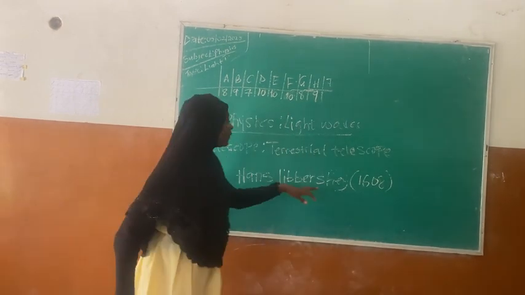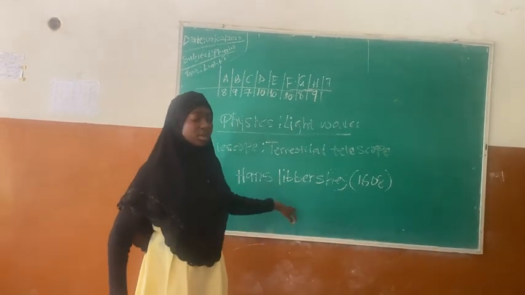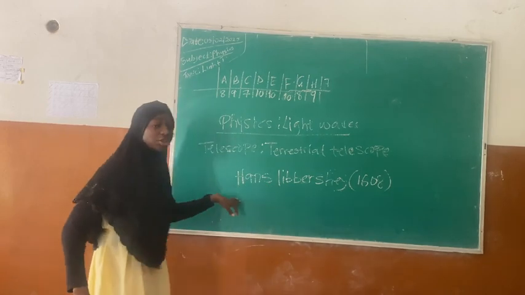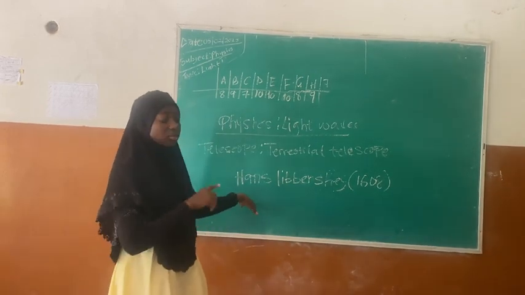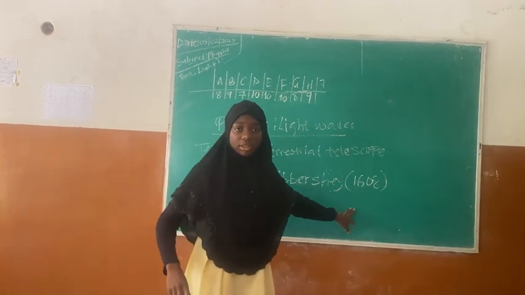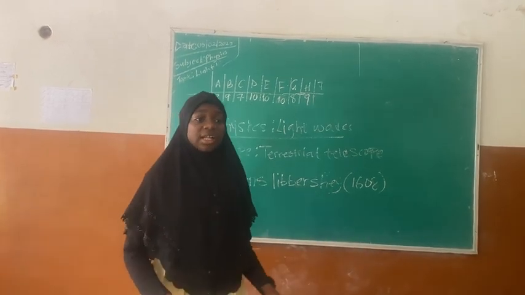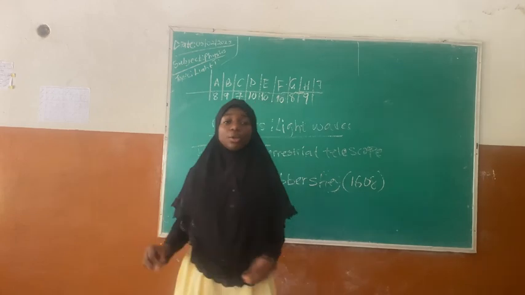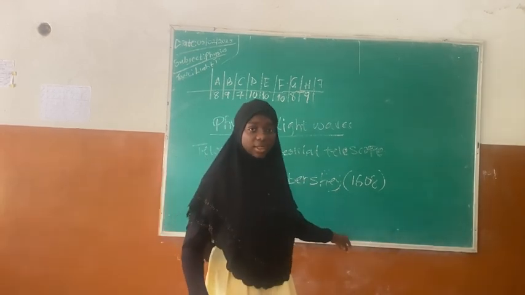Hans Lippershey invented this terrestrial telescope. He's a Dutch spectacle specialist. He invented this telescope in the year 1608. Shortly after, Galileo Galilei invented his own more improved version of the telescope in 1609.